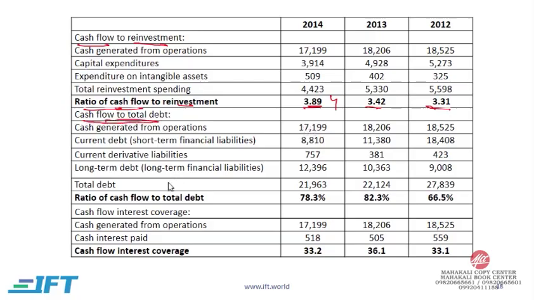Cash flow to total debt. So this is saying how much cash is the company generating divided by total debt, and that ratio is almost 80%. Again, this is a good number. It's saying that if the company's debt is 100, the company is generating almost 80 every year, which is positive. And then finally, cash flow interest coverage. So this is how much cash is the company generating divided by cash interest payments. And that is 33.2, which is also a very big number. So from a long-term sustainability perspective, the company seems to be doing well.